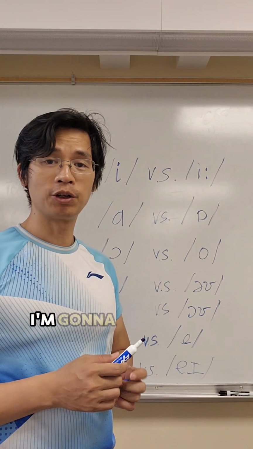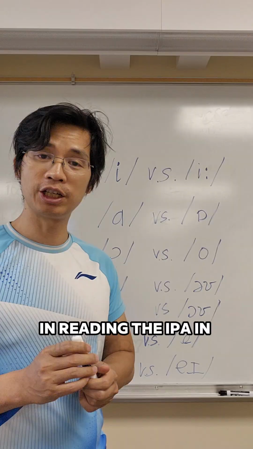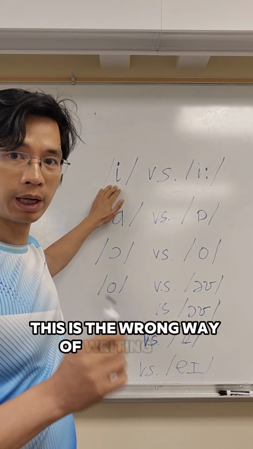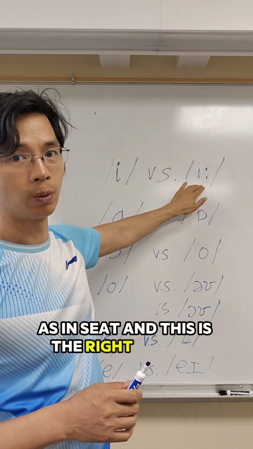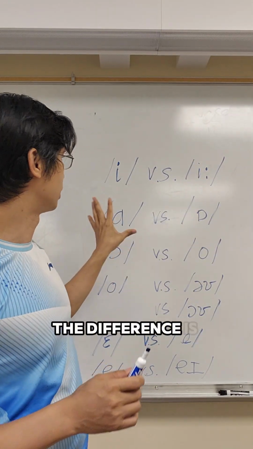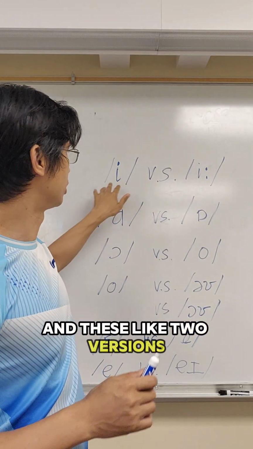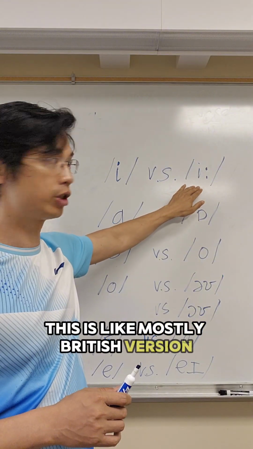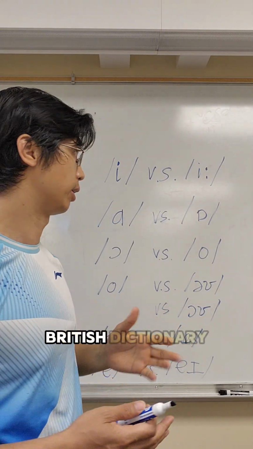In this video, I'm going to talk about a lot of misconceptions in reading the IPA in a dictionary. Firstly, a lot of people think that this is the wrong way of writing E as in seat, and this is the right way. The difference is pretty simple. In these two versions, this is the American version, and this is mostly the British version. You often see this in British dictionaries.